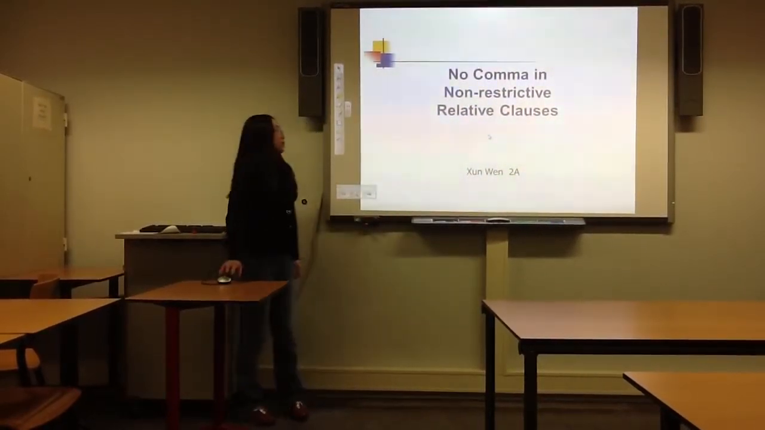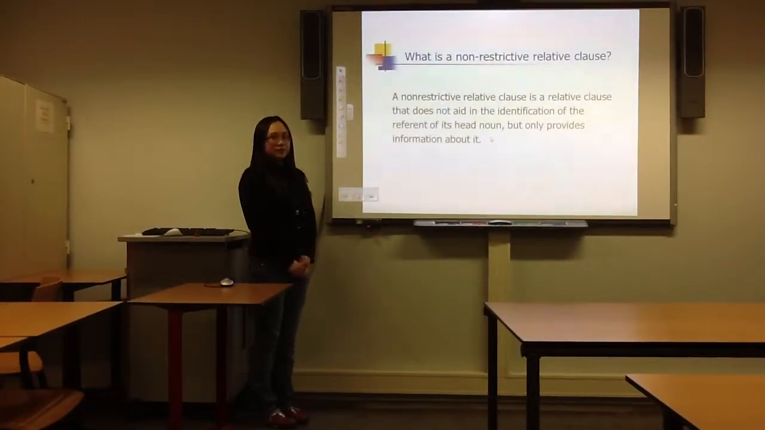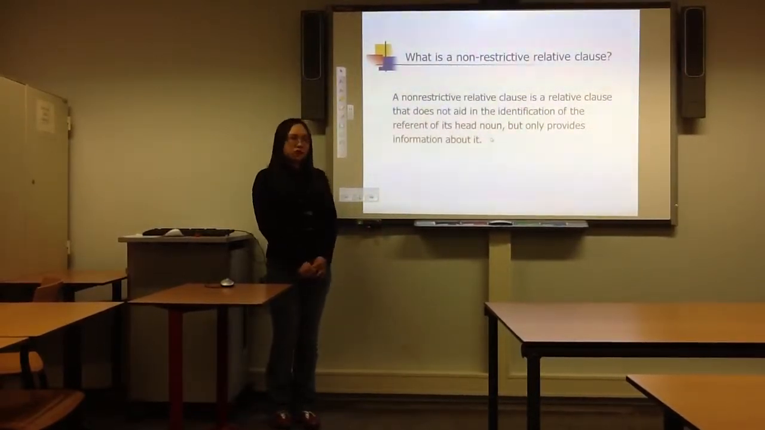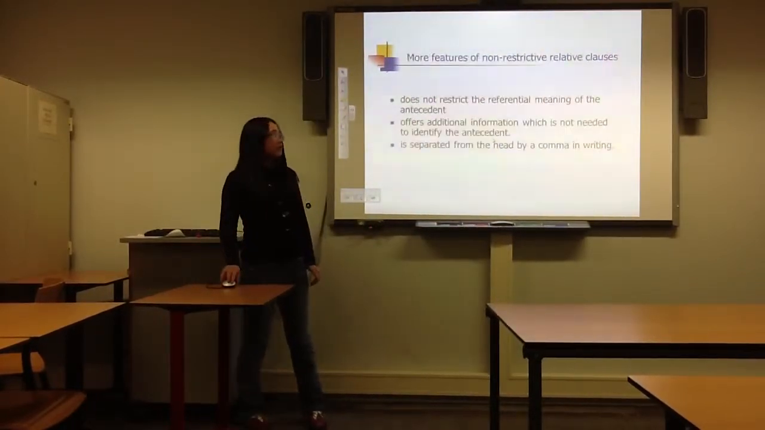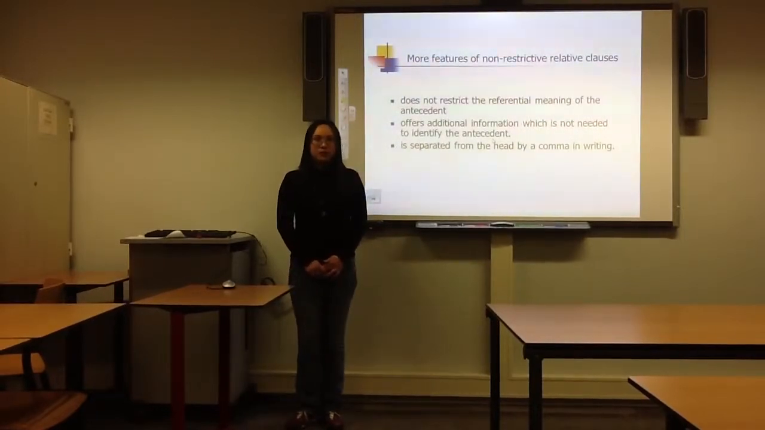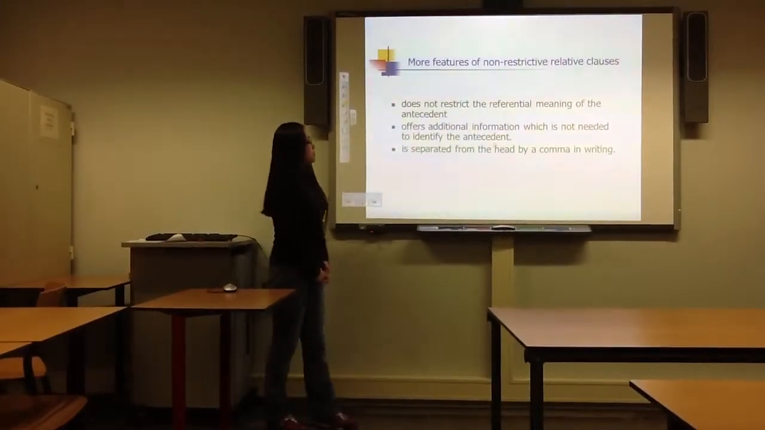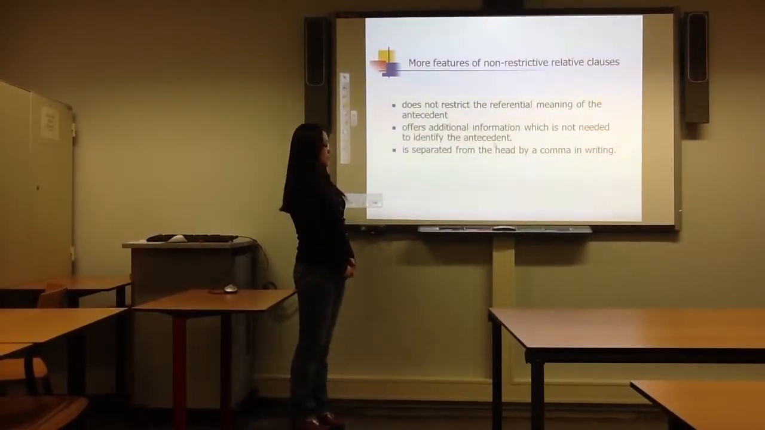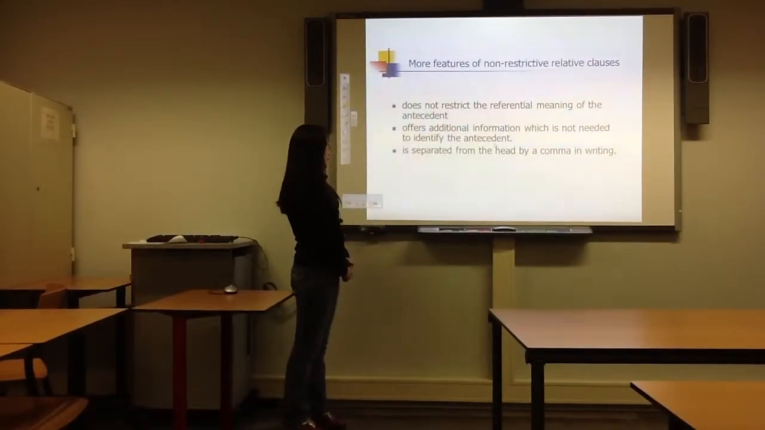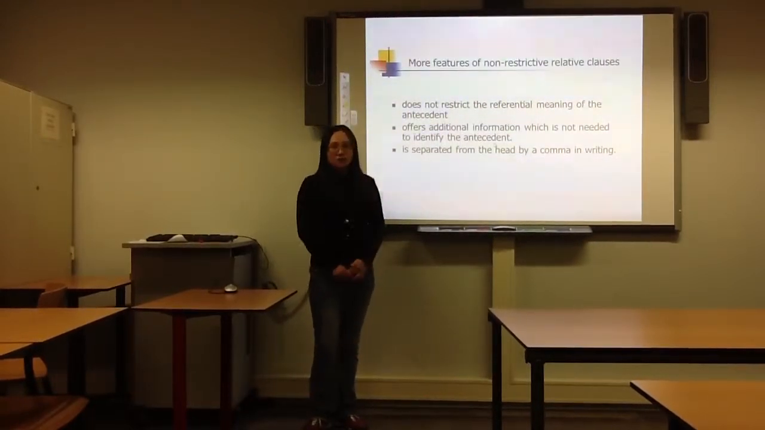So, what is a non-restrictive relative clause? A non-restrictive relative clause is a relative clause that does not aid in the identification of the referent of its head noun, but only provides information about it. As you can see, it does not restrict the referential meaning of the antecedent, and it also offers additional information which is not needed to identify the antecedent. And it is also separated from the head by a comma in writing.